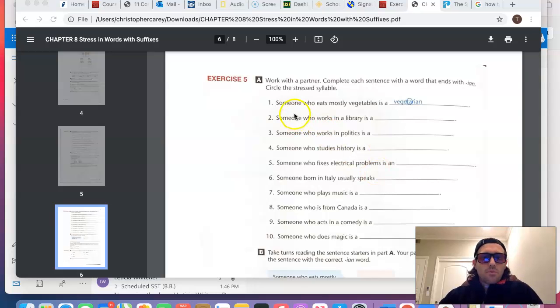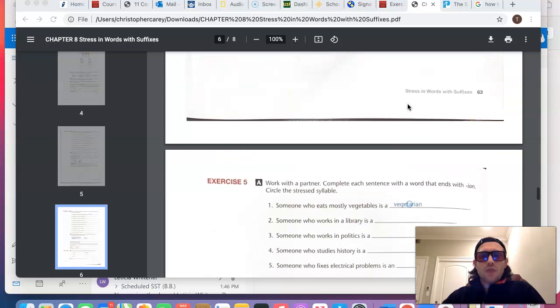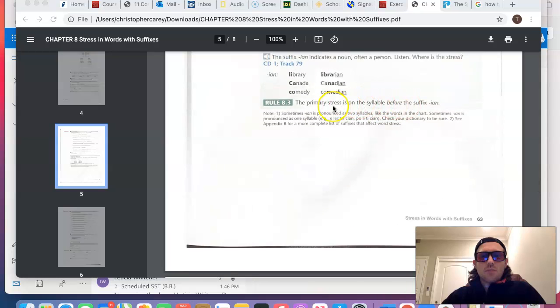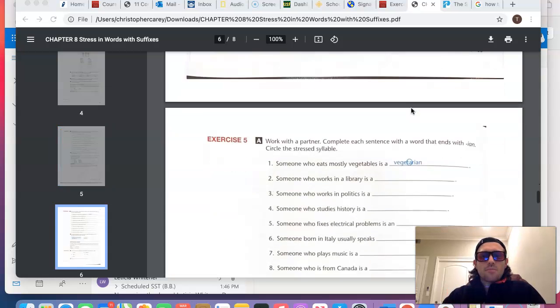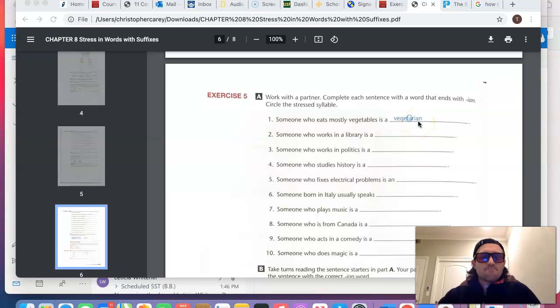So for example, number 1, someone who eats mostly vegetables, we would call a vegetarian. Vegetarian. When we add that suffix, notice that that syllable right before is the one that's stressed. Right? The primary stress is on the syllable before, directly before the suffix.